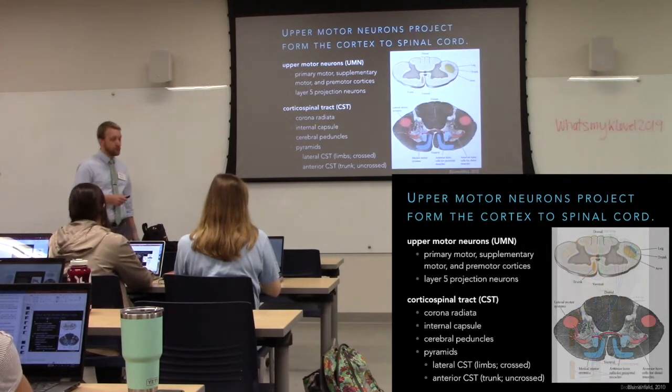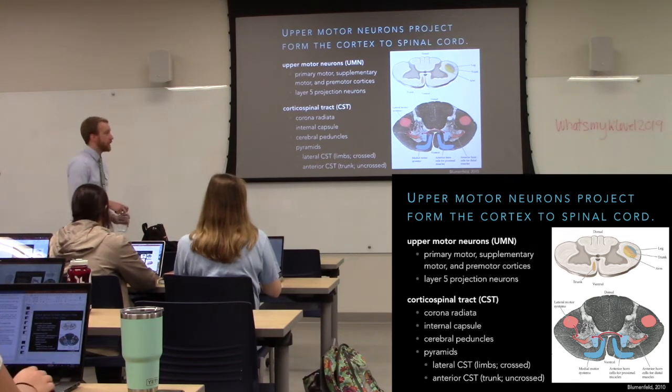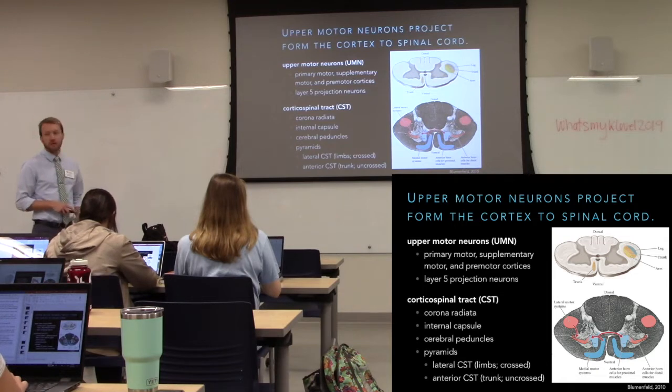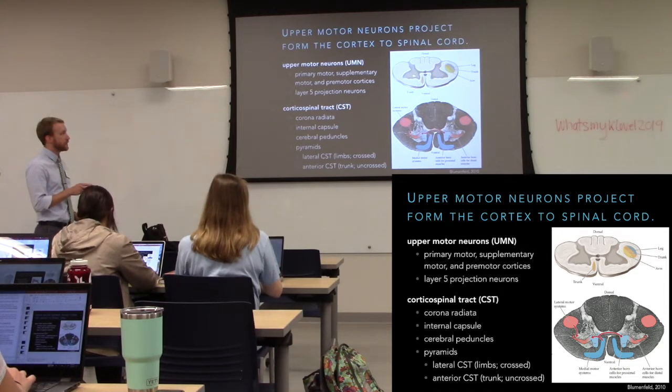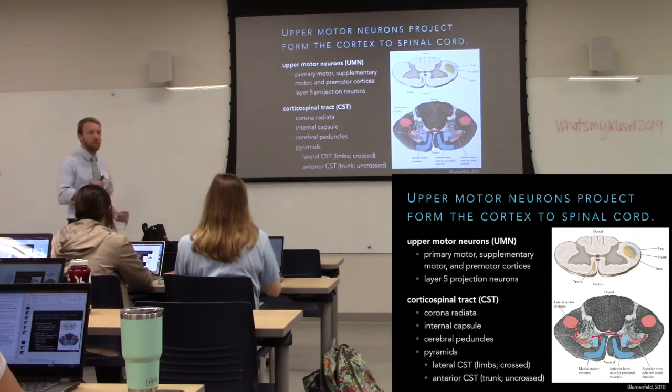There are really two corticospinal tracts. One is on the anterior portion of the spinal cord. It's called the anterior corticospinal tract. This remains uncrossed until it reaches the level of the spinal cord where it finds its lower motor neurons, and then it innervates them bilaterally. So it's going to remain uncrossed and cross down there at the level of the spinal cord. So we innervate both sides of our trunk.